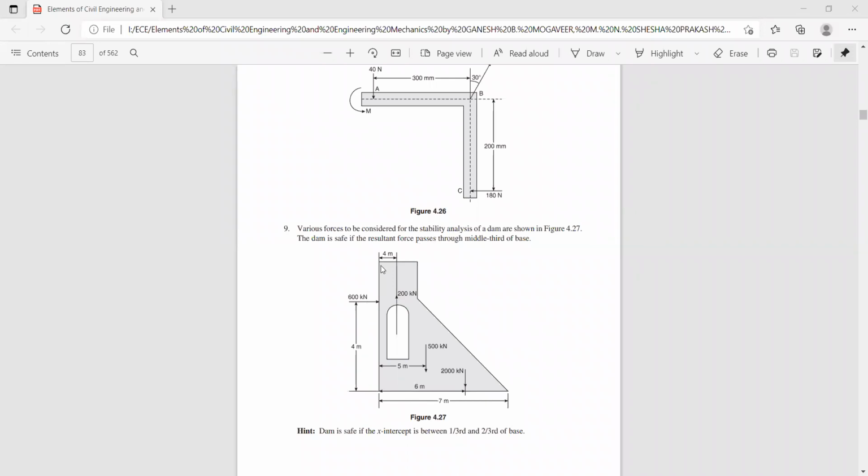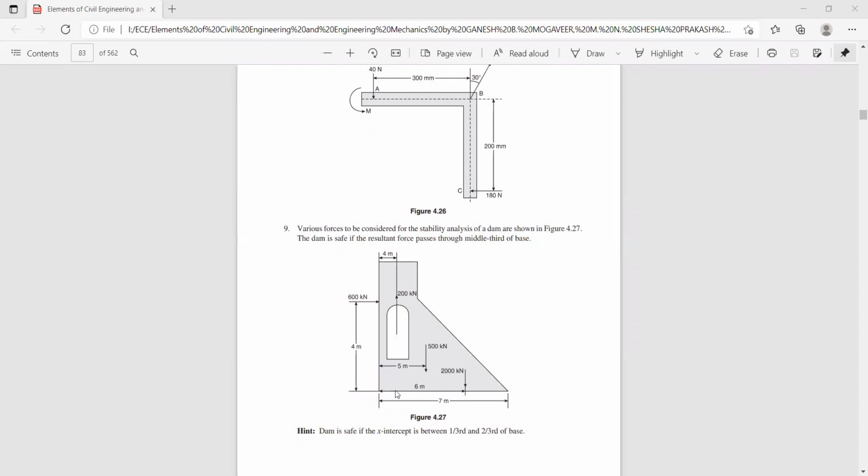So in the stability analysis, whenever we make the stability analysis, the dam has to be safe. You can see the dam is safe if the x-intercept is between one-third and two-thirds of the base. And also you can find the x-intercept. Anyway, the position of the resultant with respect to point A is 6 meters something, correct? How much is it? Sigma MA by R. How much did you get? 6.7. Okay, it is somewhere here.